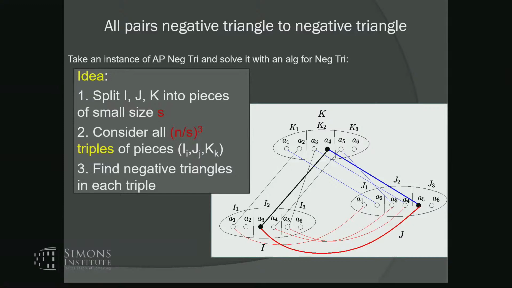Okay, so we have created multiple instances now. We've divided into pieces, and we're going to consider each triple separately and do a separate algorithm for each one, which is going to involve some calls to negative triangle. So this is the high-level idea. And now let me say a couple more details about how you actually implement this.